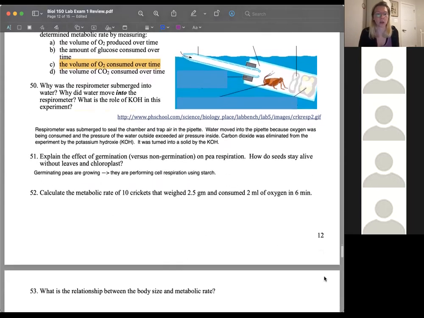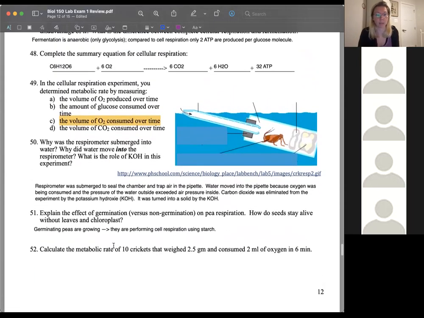Okay, so next we are calculating the metabolic rate of 10 crickets that weigh 2.5 grams and consume 2 mils of oxygen in 6 minutes. So we're given some information here, and now we have to use it to calculate something. Now we need to remember what the formula is for calculating metabolic rate.